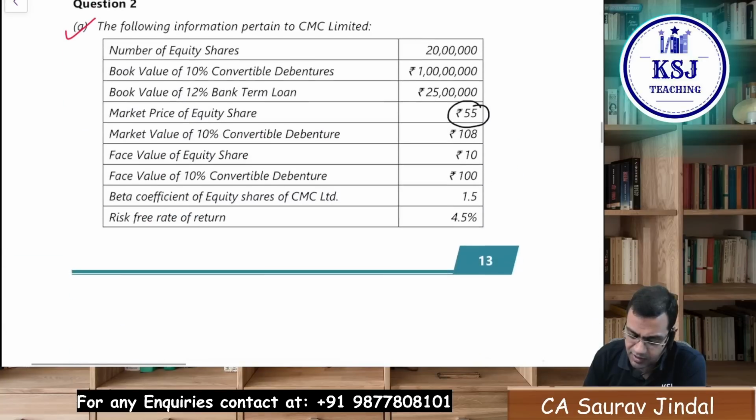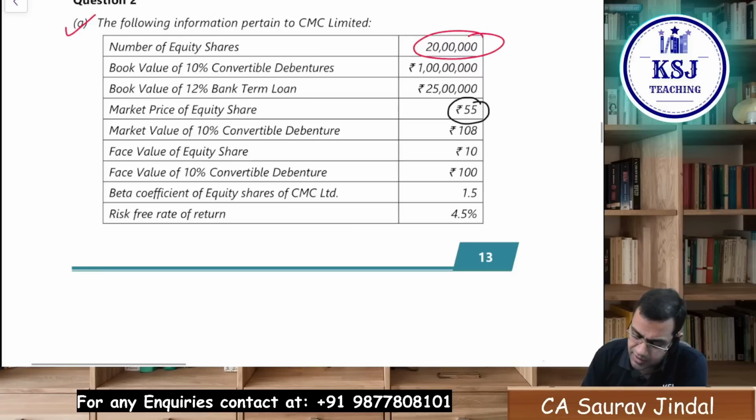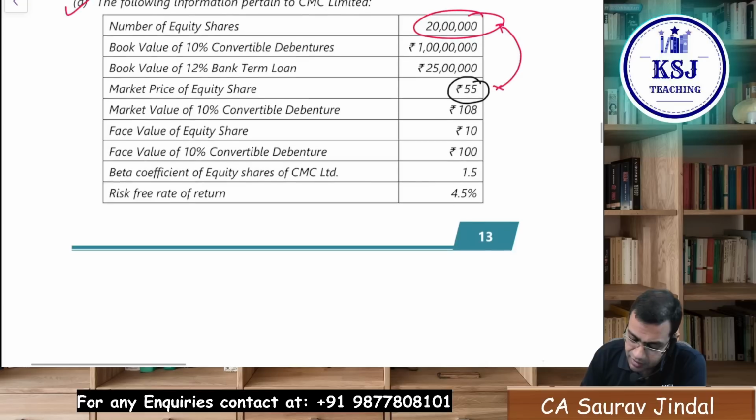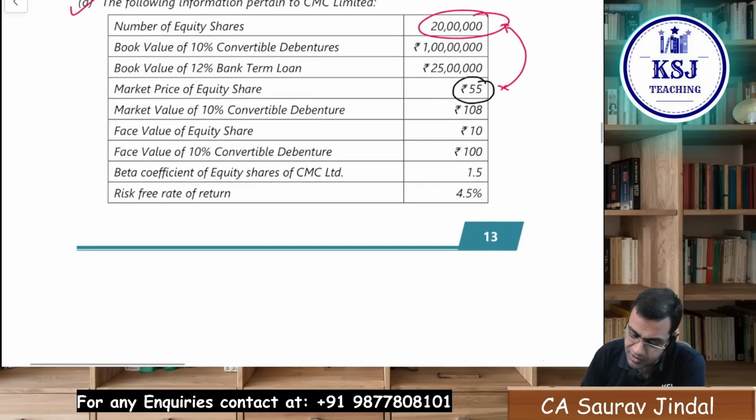Market values are given. Number of equity shares are given. Right, multiplied with the market value, you will get the market value of equity shares. Then for the debentures, number of debentures into the market value of the debentures 108. This you can do, sir. It is 1 crore divided by 100. You will get the number of debentures, right? So 1 lakh debentures will be there. So 1 lakh debentures into 108 market value of the debenture you will get.